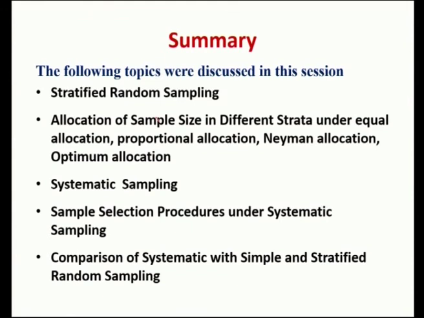The following topics were discussed in this session: stratified random sampling, allocation of sample size in different strata under equal allocation, proportional allocation, Neyman allocation and optimum allocation, systematic sampling, the sample selection procedure under systematic sampling, and we also compared systematic sampling with simple random sampling.